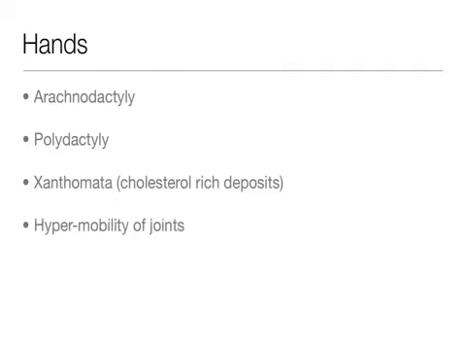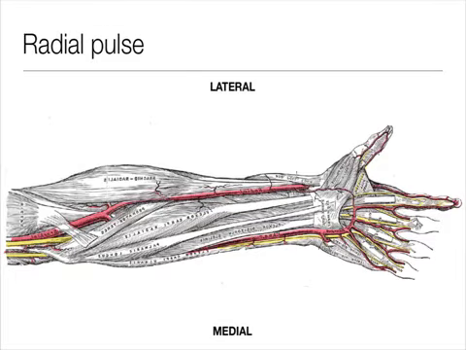Examine for any hypermobility in the joints, and this may alert you to connective tissue disease such as Marfan syndrome or Ehlers-Danlos syndrome. So then we'll move up from the hands to the wrist, where we examine for the radial pulse.